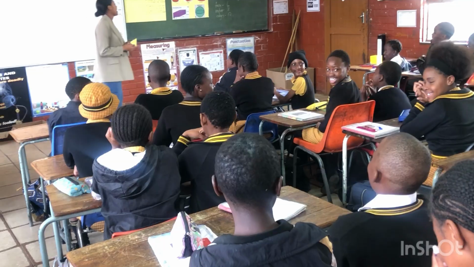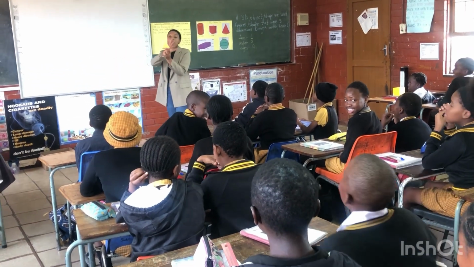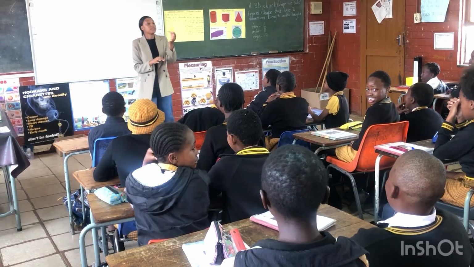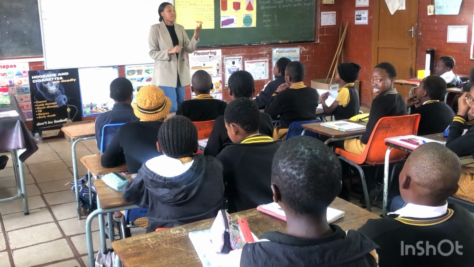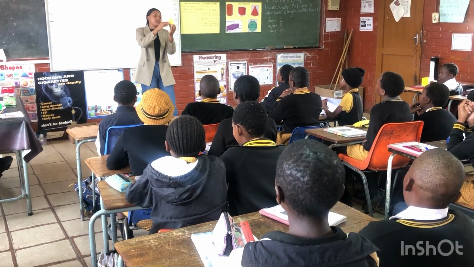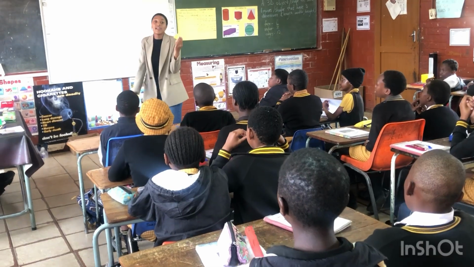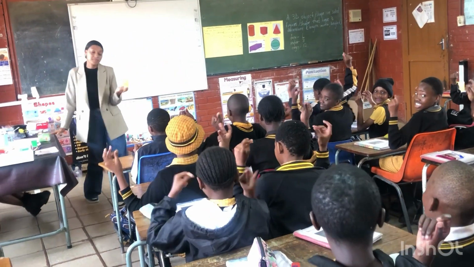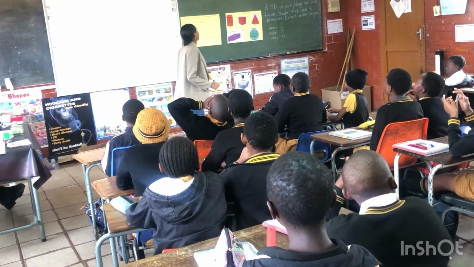Anyway, we want the edges. Remember, these are the edges. How many are they? 8. Are they 8? Yes. Let's count them first. 1, 2, 3, 4, 5, 6, 7, 8. Correct. 8 edges, right? Yes.